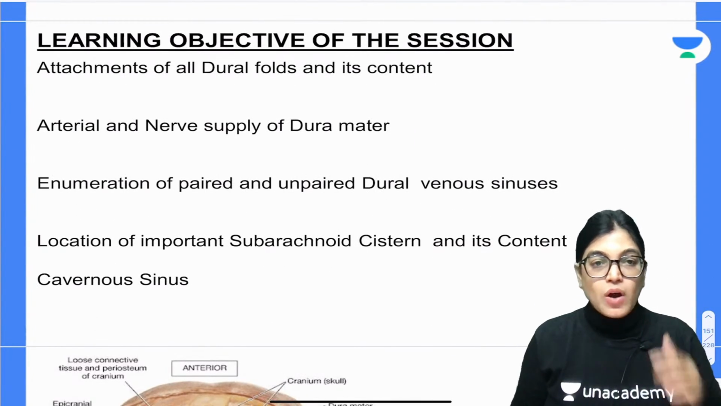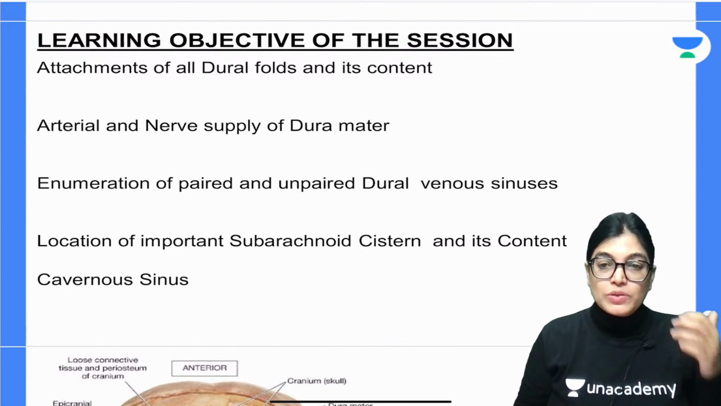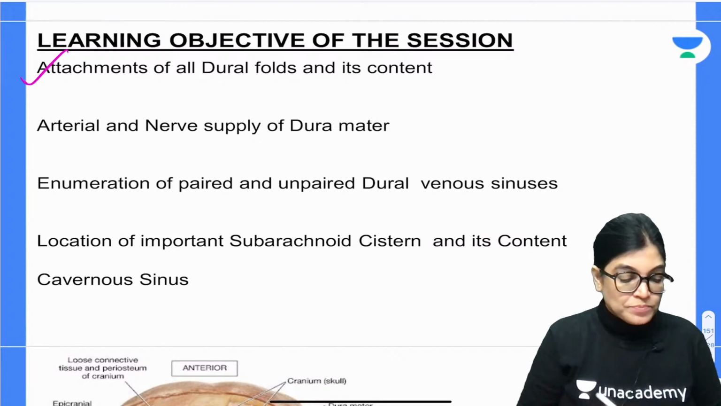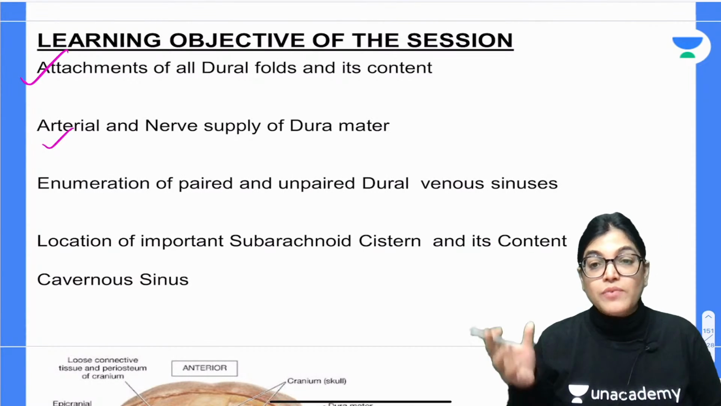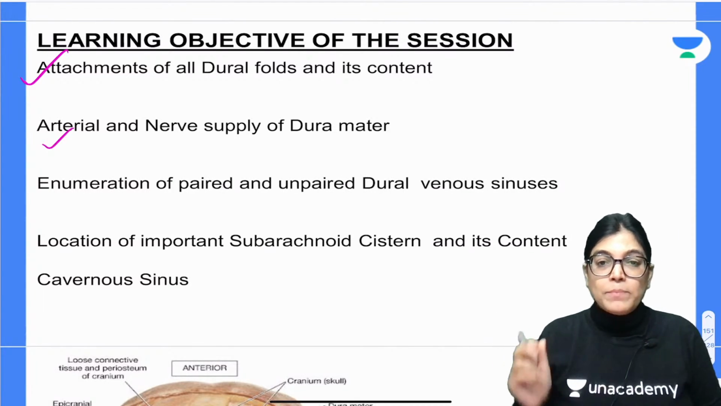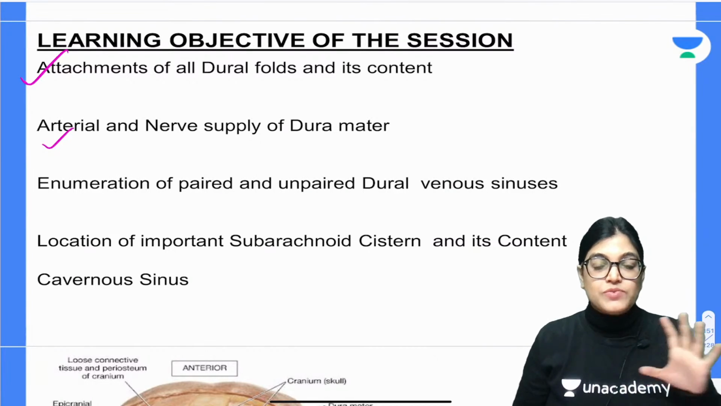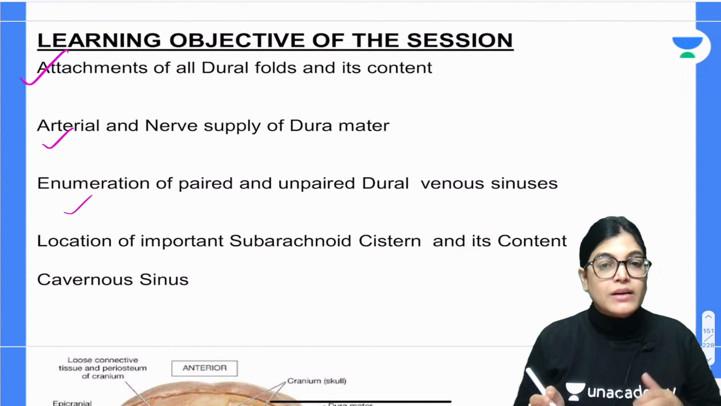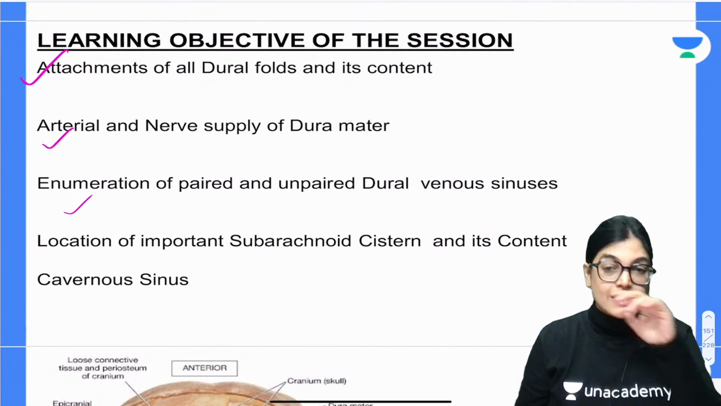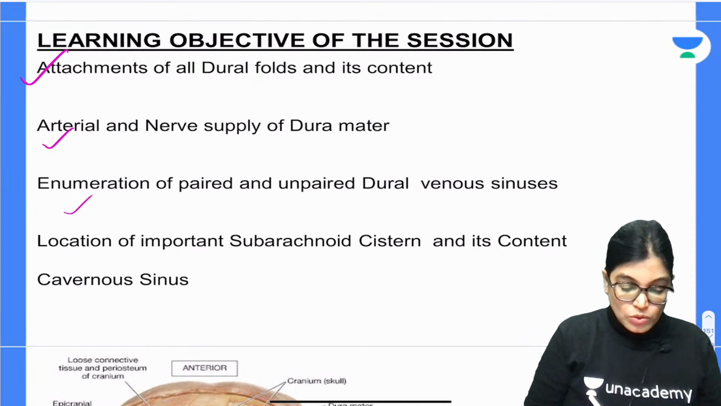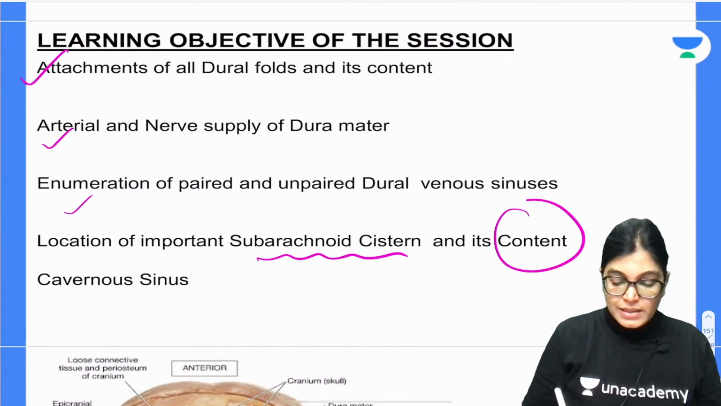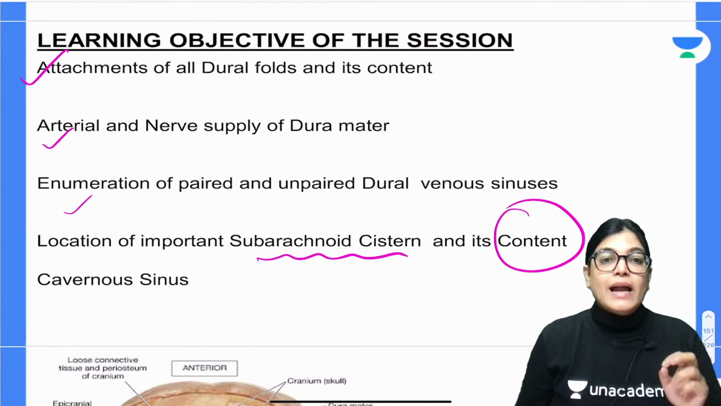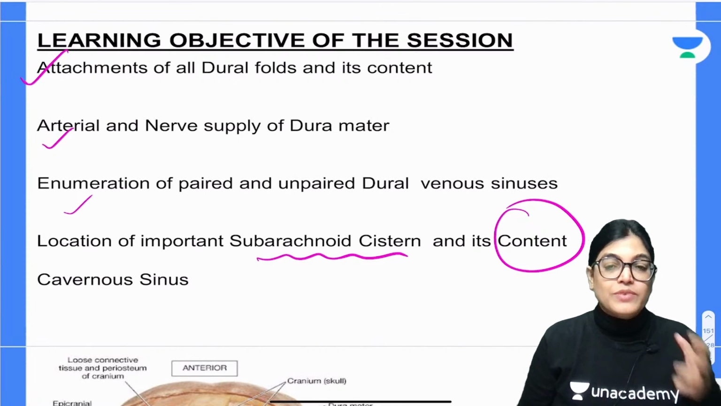I would like to talk about the attachment of all the dural folds and its content. This is the first thing which I am going to complete in this session. Then we should go with the discussion of arterial supply and the nerve supply of the dura mater. This is very important. Now, the other important point is to know the enumeration of paired and unpaired dural venous sinuses, and it is also important to know about subarachnoid cisterns and their content. A few important subarachnoid cisterns are there, along with their content, which I will revise.